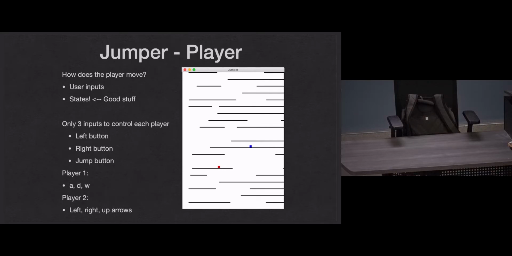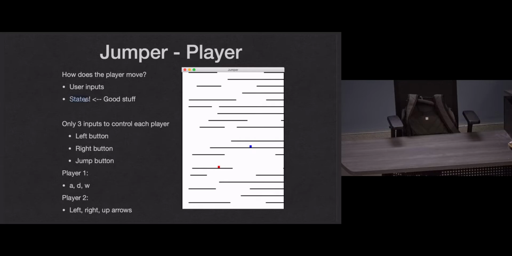The inputs to this, the way users play, they only get 3 buttons to play with: left, right, and jump. For player 1, it's A, D, and W. So it's WASD controls, but we don't use S for anything. And then the arrows, it's up, left, and right. We don't use the down arrow for anything. So those are the inputs. That's the only thing users get to do, is press those 3 buttons. And we want to build all the functionality of the game around that, when we only get 3 different user inputs. So that's what we want to build.